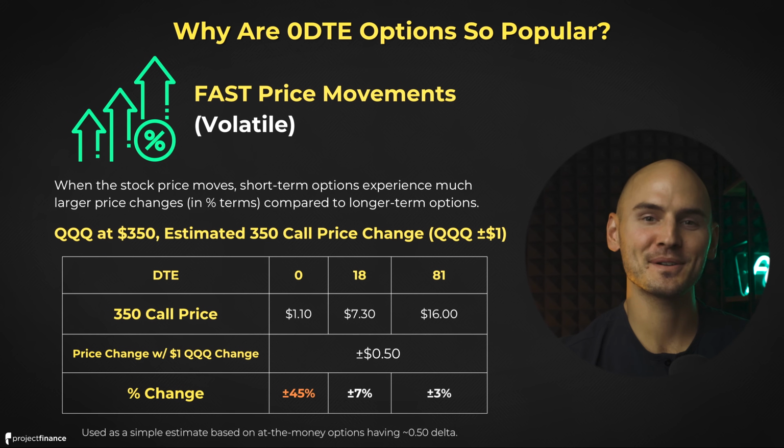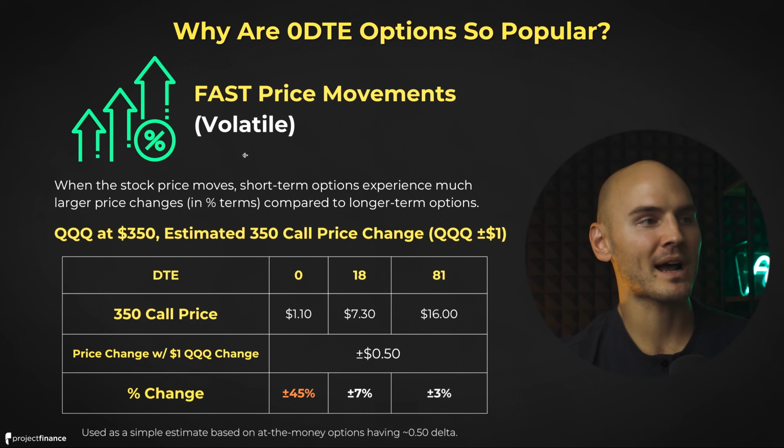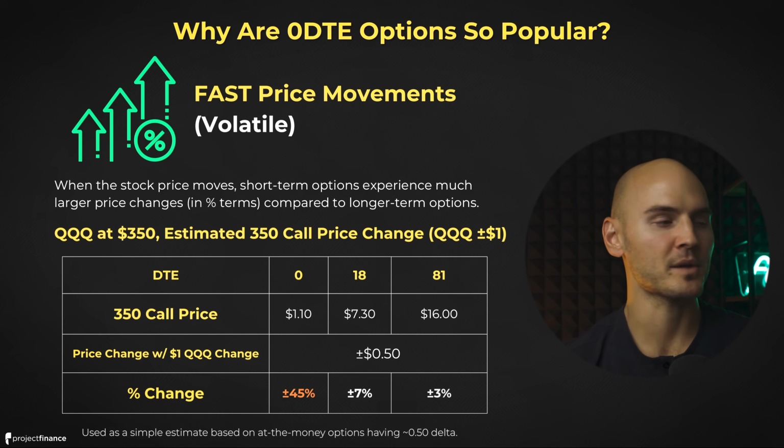The second reason zero DTE options are so popular is that they move fast. They are extremely volatile. When the stock price moves, short-term options experience much larger price changes in percentage terms compared to longer-term options of the same type and strike price. I put this table here just as an example. Let's say QQQ is at 350, and I put these estimated call price changes with a $1 change in QQQ. So we have the 350 call price at the 0 day to expiration, 18-day, and 81-day expirations that we talked about in the previous slide.